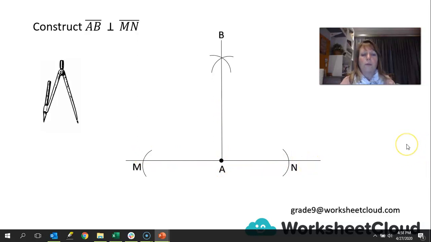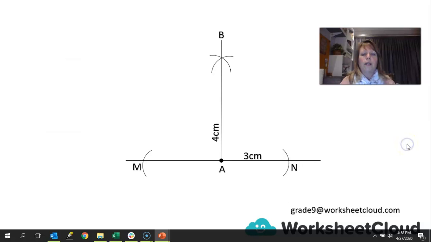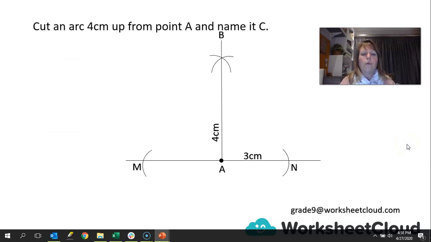Okay, we're going to go one step further. We're going to now draw an arc up 4 centimeters from point A, and we're going to name it point C. As you guessed it, the next thing we're going to do is join C to N, and you can see now I have got a triangle, and I've got a side of 4 centimeters and another side of 3 centimeters.